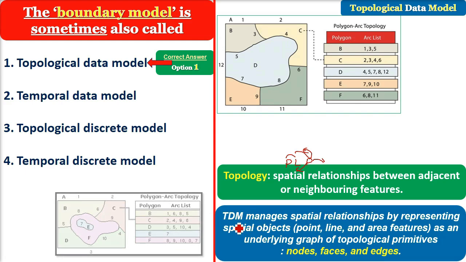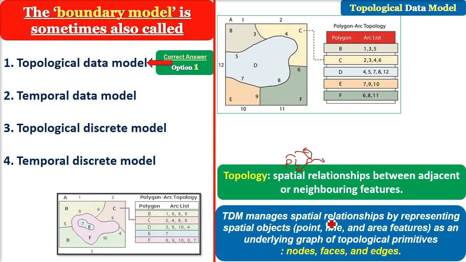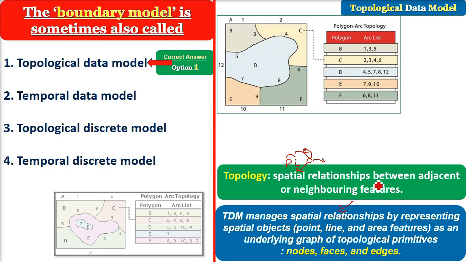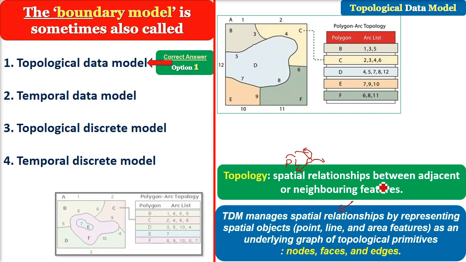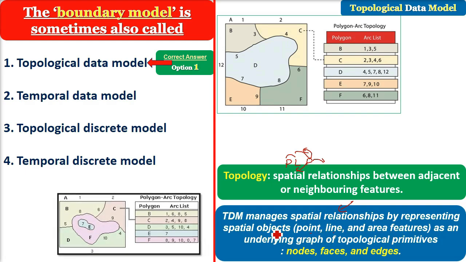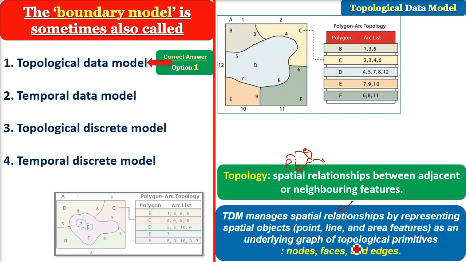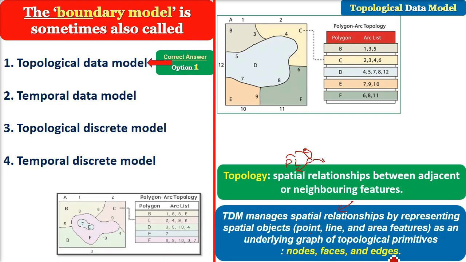TDM, the topological data model, manages or takes care of the spatial relationship. Spatial is the data, relationship is the relationship between these data or features. This spatial data can be represented as point, line, polygon or point, line, area, as an underlying graph of topological primitives, and when these primitives are placed in the topological data model, they are in the form of nodes, faces and edges.